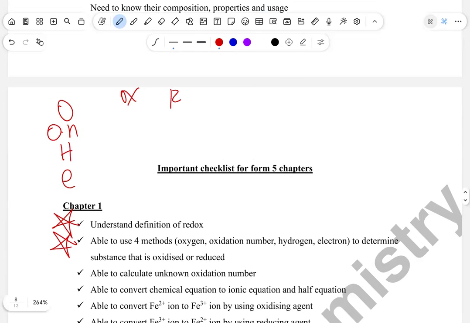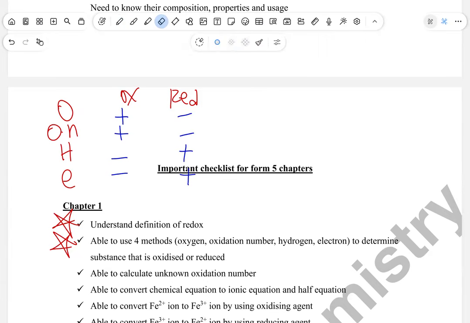Oxidation, reduction. If you remember, what are the tricks that I taught you? Look at the first letter. O and O same letter, plus. O and H different letter, minus. O and E different letter, minus. So here everything is opposite. So oxidation: gain oxygen, increase in oxidation number, lose hydrogen, lose electron. Make sure everyone knows there are 4 methods for you to determine oxidation and reduction.